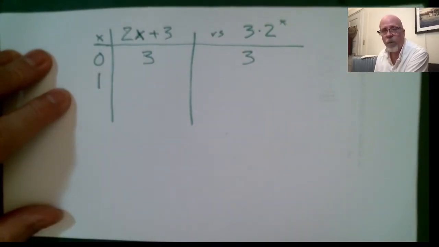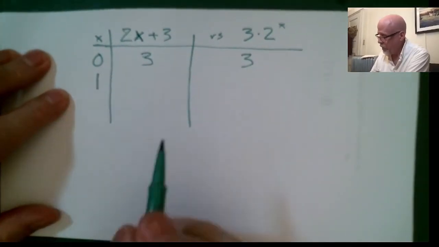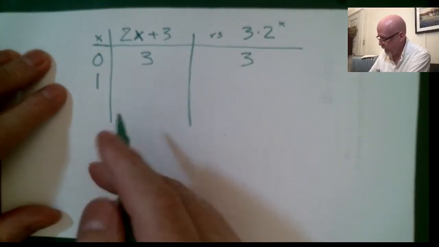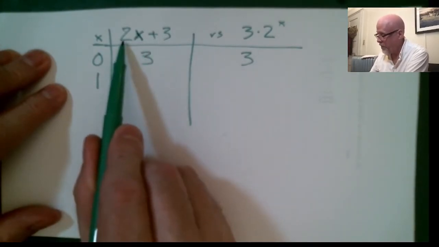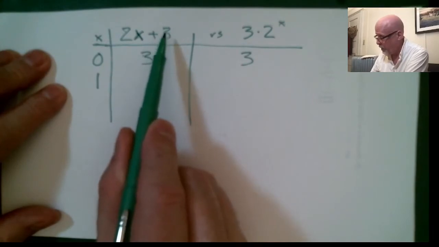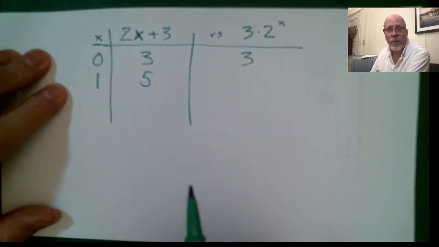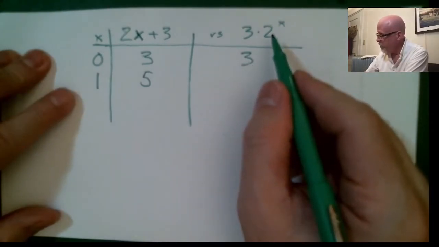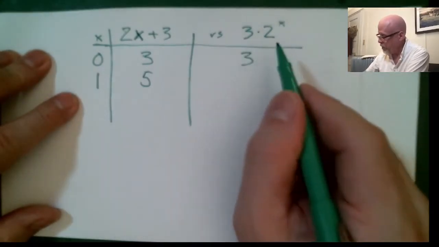When we go from 0 to 1, this guy gets incremented by 2. You can just add 2, or you can use the formula, right? 2 times 1, which equals 2, plus 3 is 5. You see how that means we've just added 2 on there? On this one, if you let x be 1, 2 to the 1 is just 2, and 3 times 2 is 6.